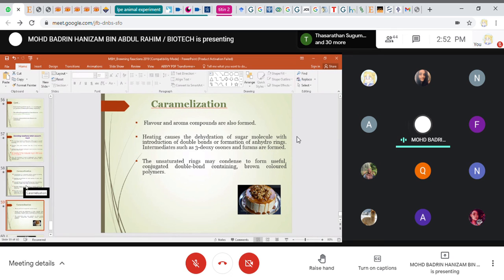So this is caramelization. Remember, caramelization needs only high temperature and sugar, while the Maillard reaction needs high temperature, sugar, and amino acids. So that is the difference between caramelization and the Maillard reaction. But both are non-enzymatic browning. We have lots of other types of browning, but these two are the most popular and most famous non-enzymatic browning used in food production.